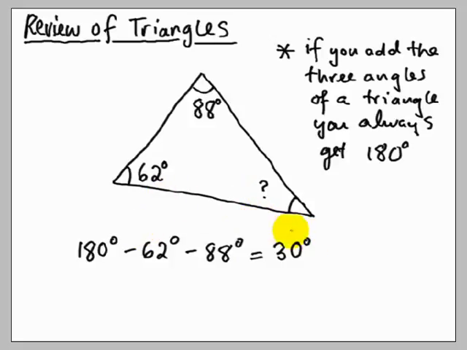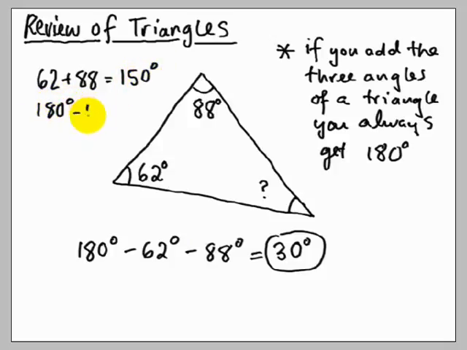Now, that was pretty easy to find that missing angle. We just take 180 minus one of the angles minus the other one. What other people might do is go 62 plus 88, and they'd say that's 150 degrees, and then go 180 minus 150 and get 30 degrees, which is the same answer as we just got over here. Either way is okay. I think this is a little bit more professional here, but this works as well.